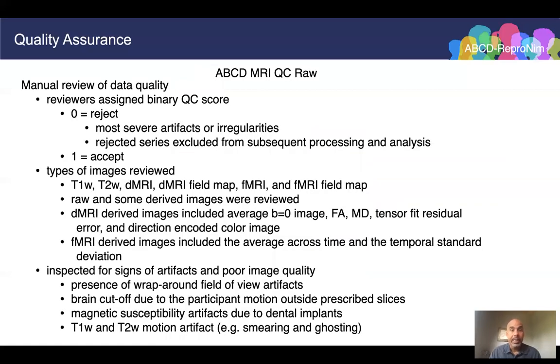Okay, so there's an ABCD MRI manual review of all the data that comes in. In essence, reviewers assign a binary QC score. The images that are reviewed include most of all the types of images that are acquired, and reviewers are inspecting for signs of artifacts or poor image quality. A lot of this documentation is available on the NDA.